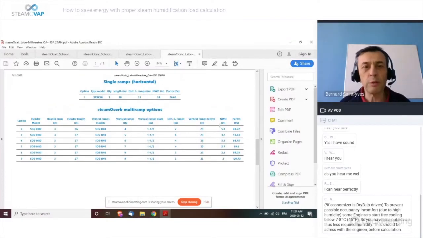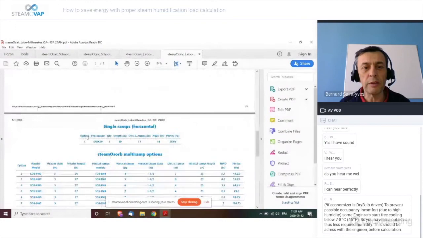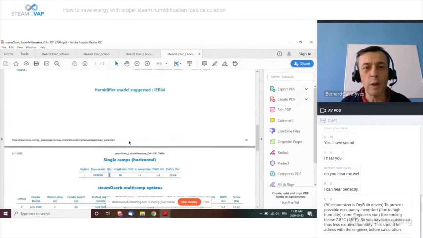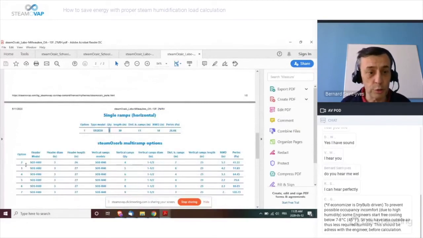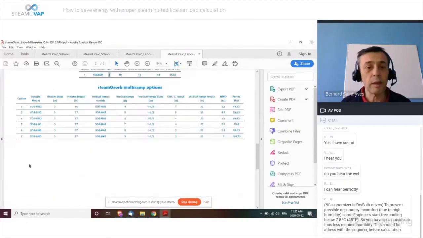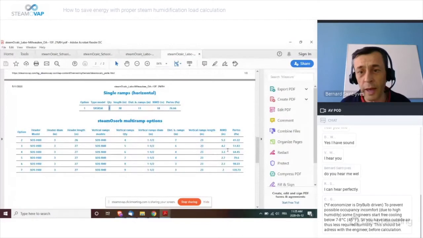Let's look at the steam distribution ramp. To meet the 24, you cannot go with a single ramp, because then you will have 18 and you need 3 ramps, and you have a lot of steam to put. Because of this, you have no choice but to use a vertical ramp, the SOS model. So then you can use any of them that are 4 or 5 ramp.